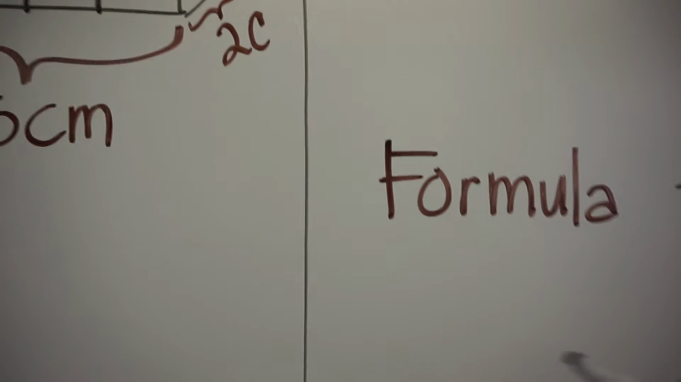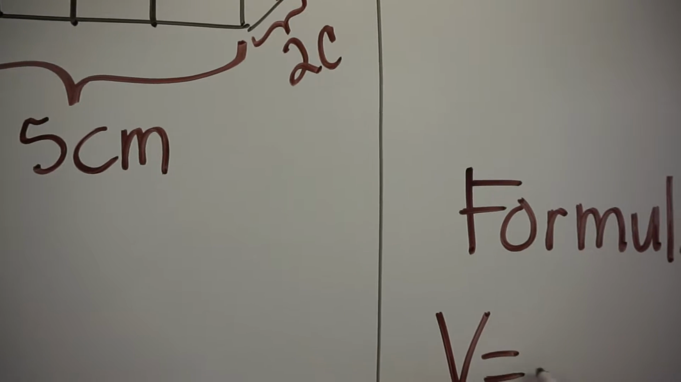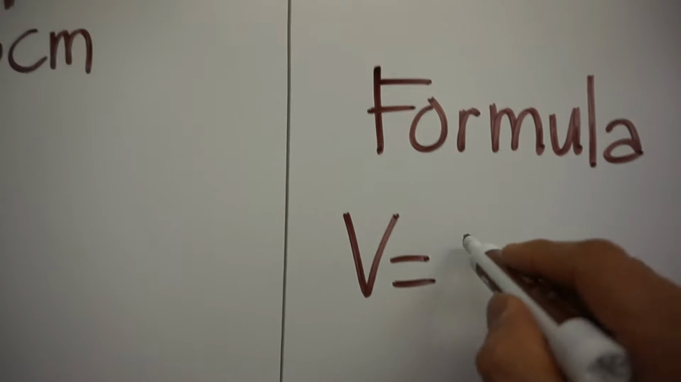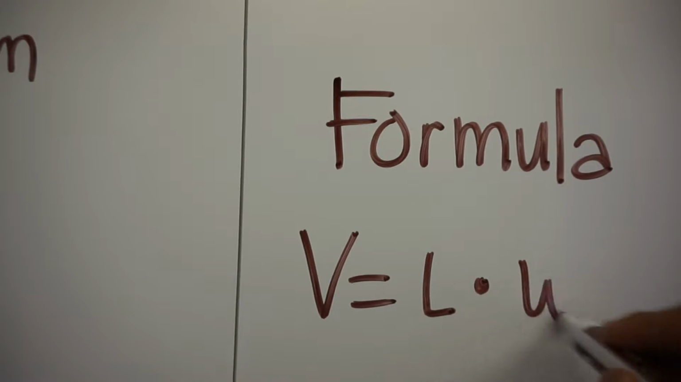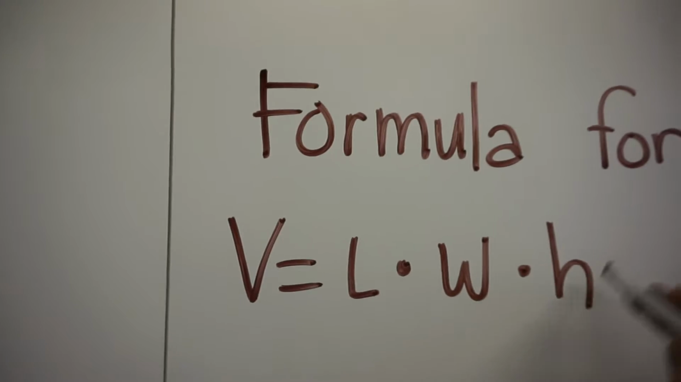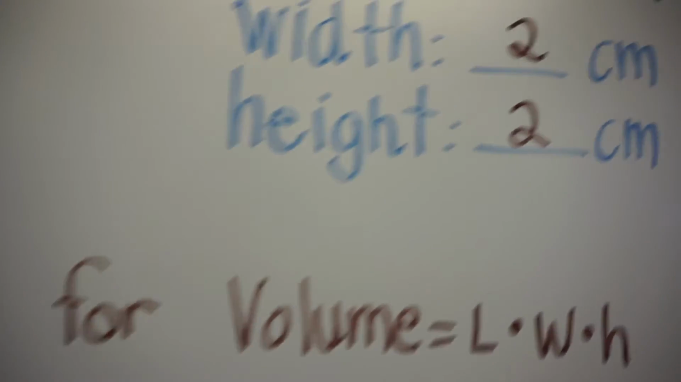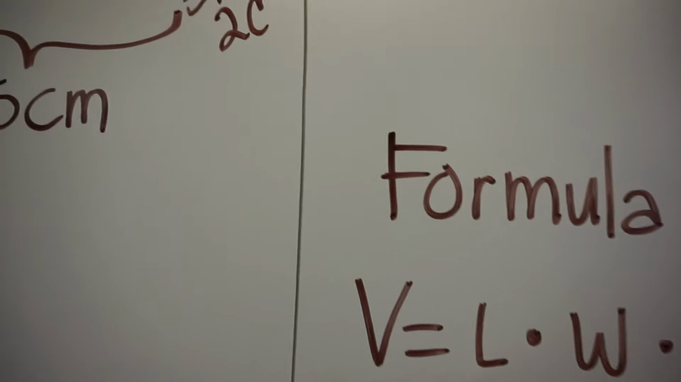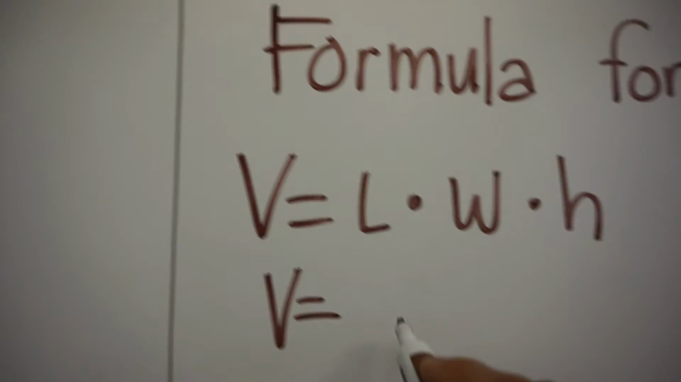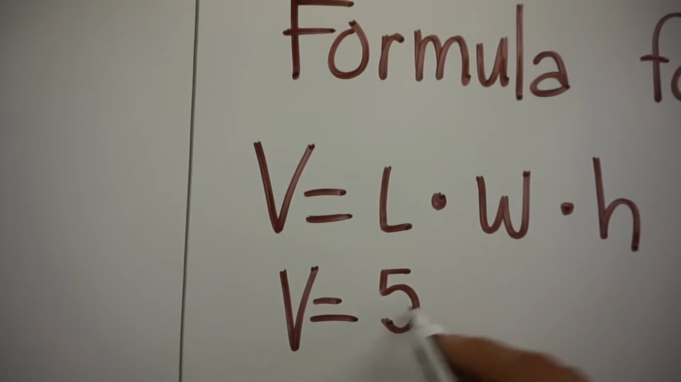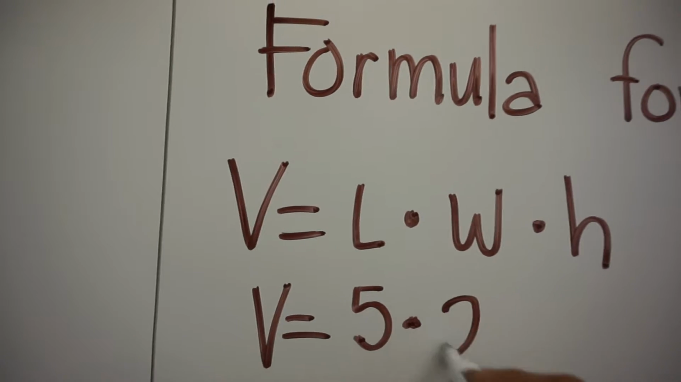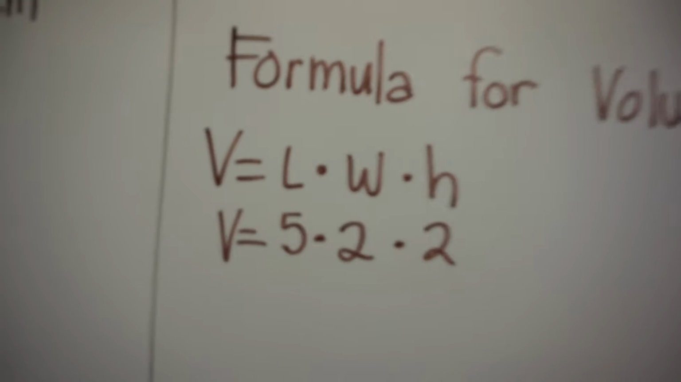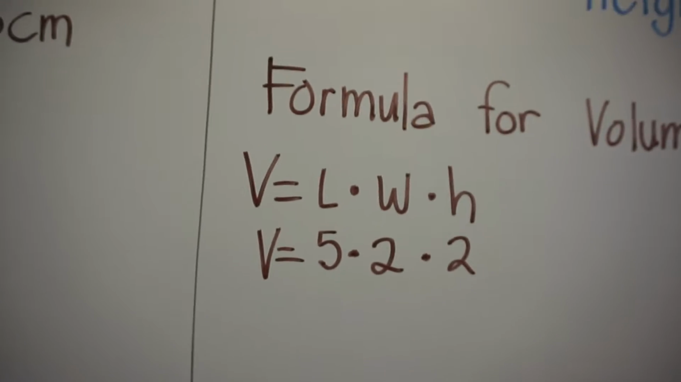Okay? So once you have the formula, you say volume equals length times width times height. So you have to replace the letters by the numbers. So now we know the length equals 5, the width is 2, and the height is 2. Okay, my friends, so far so good, right?